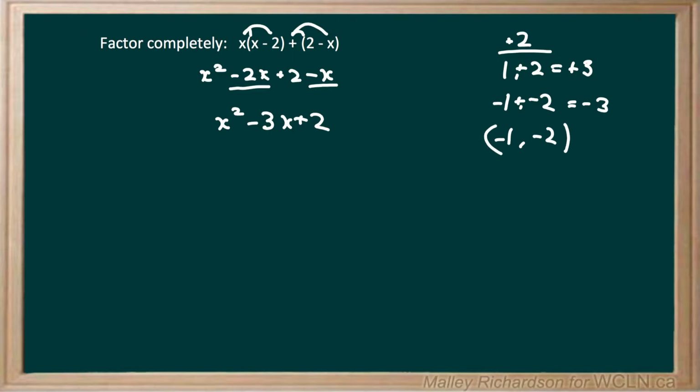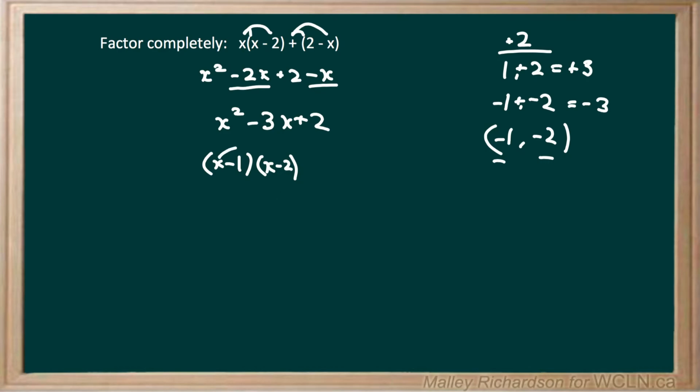So using these factors, we can now set up our brackets. Both sets of brackets have to contain an x, so we'll start each bracket with an x. Then you can put your negative 1 and your negative 2 in either bracket. So we'll place our negative 1 in our first bracket and our negative 2 in the second bracket. So this is completely factored out, but we just want to make sure and double check.